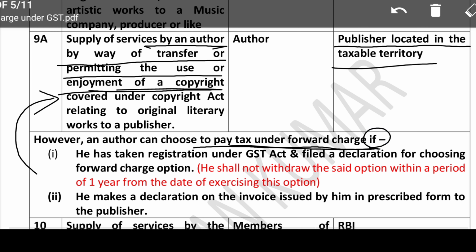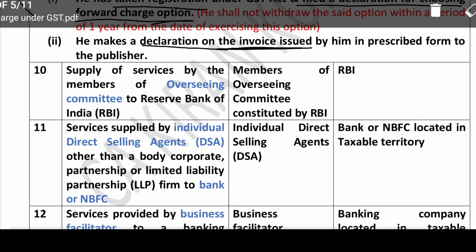This is only possible if he has taken the GST registration under the GST Act and filed a declaration for choosing the forward charge option. He has to file a declaration for choosing this option to the government, that is, to the department. He has to write a reply like, I want to pay the GST under forward charge, and he has to mention the declaration on the invoice also while he is issuing the invoice to the publisher. And services by way of members of overseeing committee to Reserve Bank of India. In this case, Reserve Bank of India is liable to pay RCM.